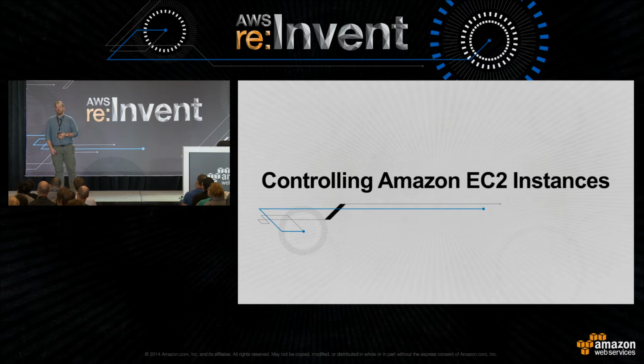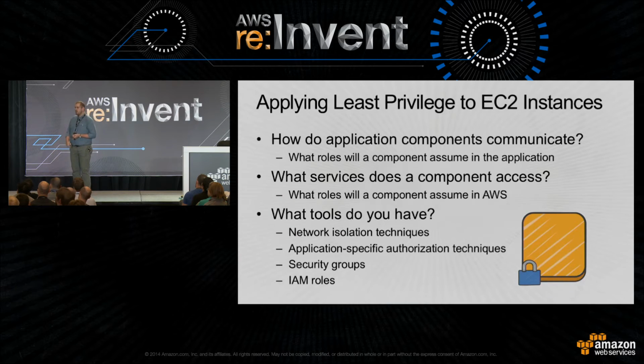So after we've built a network, we need to start deploying EC2 instances. And we need to think about least privilege for those. So when we're going through and decomposing our EC2 instances, we need to think about what components of your application run on them and how those are supposed to communicate. Additionally, we need to think about how they're going to access AWS services as well. So we've talked about network isolation techniques, and obviously there are application-specific techniques that you're going to employ. But within VPC, we have security groups and we have IAM roles.